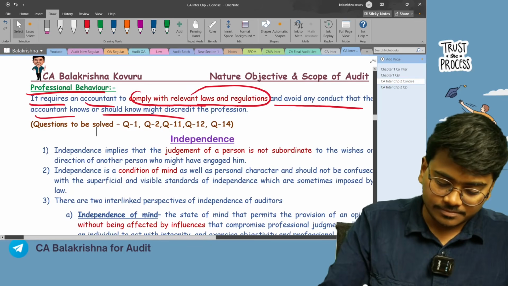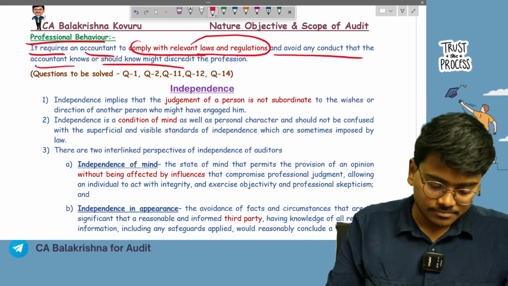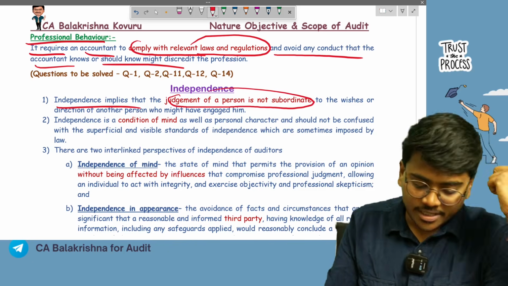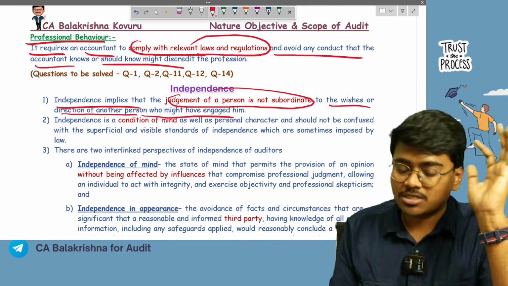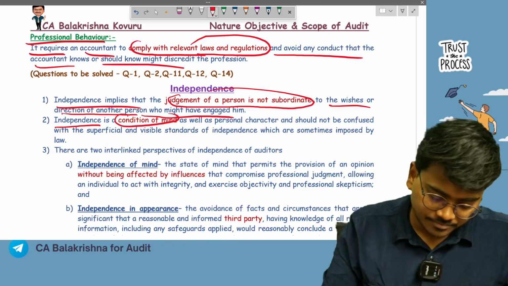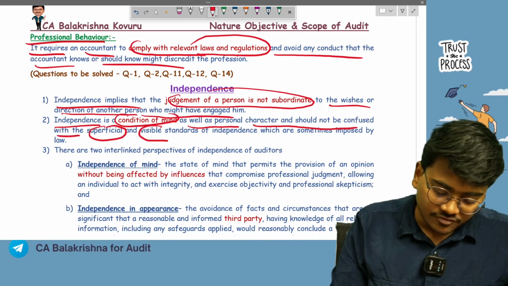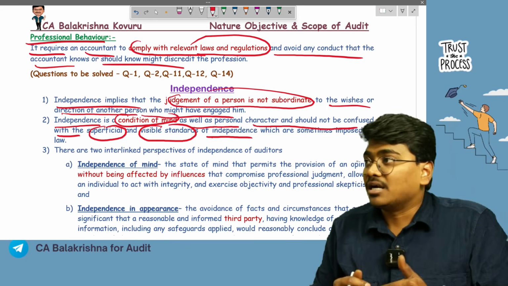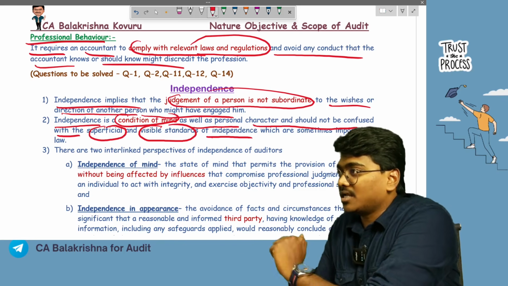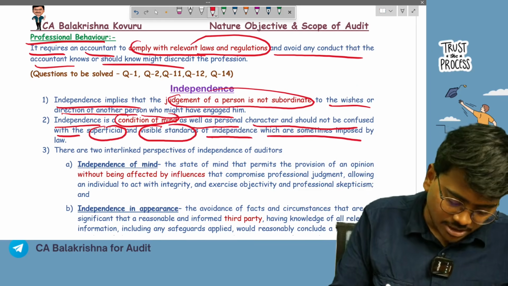Next, independence. Independence implies that judgment of a person is not subordinate to the wishes or directions of another person who might have engaged him. Independence is a condition of mind as well as personal character and should not be confused with superficial and visible standards of independence. That means it is not sufficient if you just be independent in appearance, you should also be independent in mind, which are sometimes imposed by law.